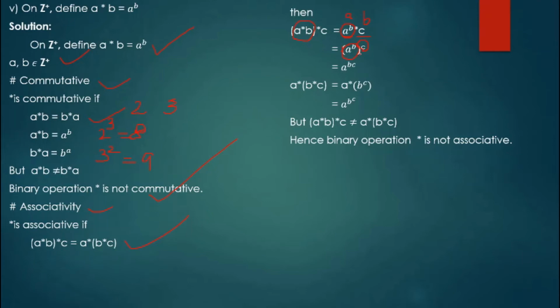You remember the law of exponents you have learned: A raised to m, whole raised to n, is A raised to mn. So A raised to BC. Next, A star B star C equals A star, that is, for BC.